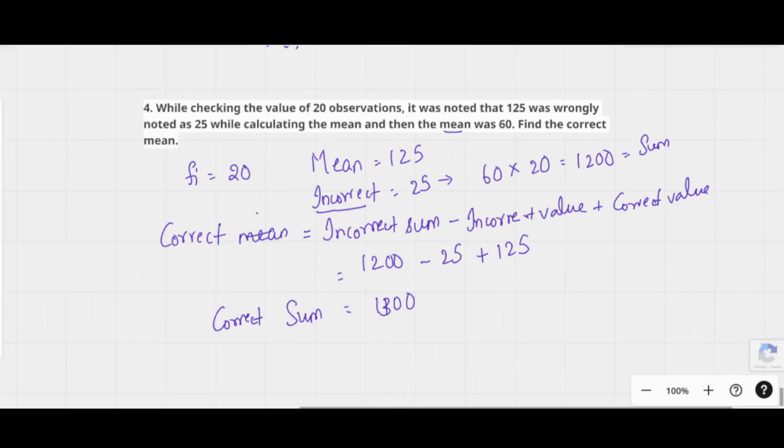Okay, not the mean. So what is the mean? Mean is equal to sigma fi x by sigma fi, which is equal to what? 1300 by what is fi? 20.